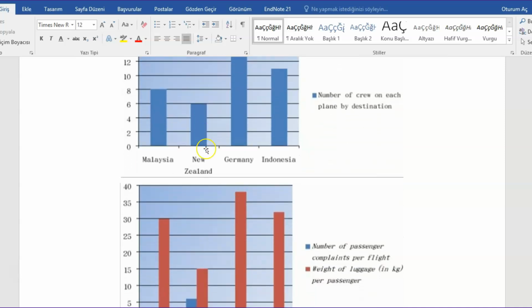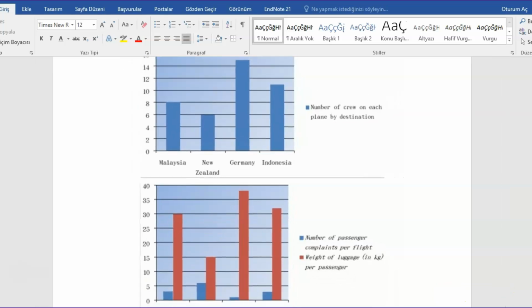Therefore, as we see here, it's pretty clear from the figures that we have the same pattern for the number of crew and the weight of luggage, right? We have the same figure here. The opposite side is the number of passenger complaints. It's different.